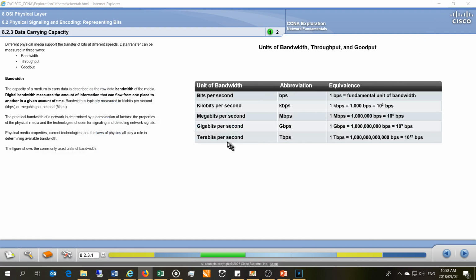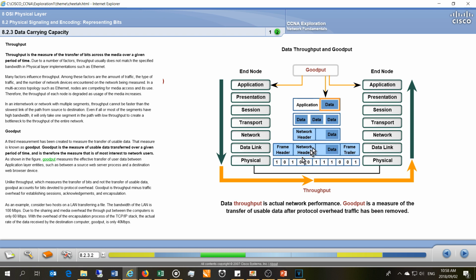All right, so here we go. We look at the definition of what bandwidth means. Digital bandwidth measures the amount of information that can flow from one place to another in a given amount of time. Now, something that's very important here is it says the amount of information, but that does not mean it's useful information, because remember, there is so much control and signaling information that is attached or put on as headers and trailers onto our data.